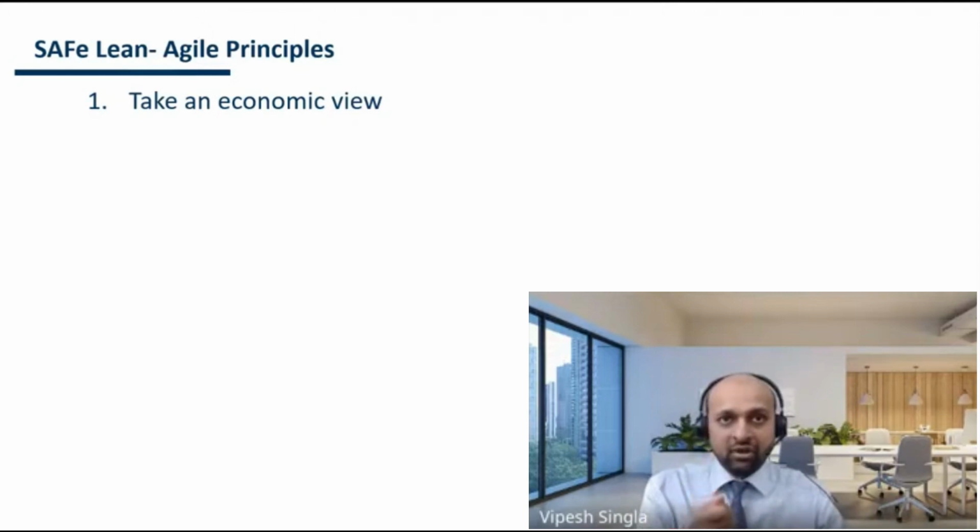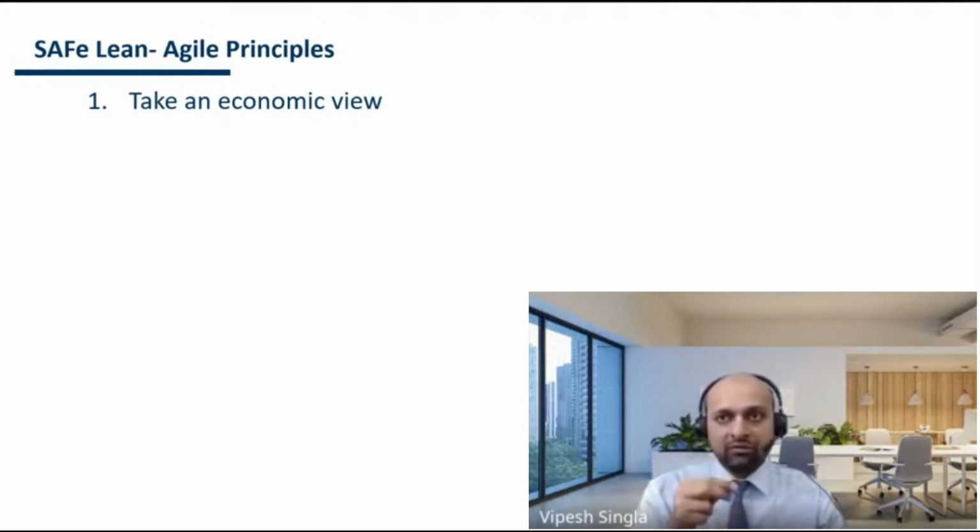of every decision. For example, if we are developing a new software feature, then the product owner or product manager should consider what is the cost of developing this particular feature, how much revenue will we be able to generate by delivering this feature, and what will be the impact on customer satisfaction. So we have to consider all these things, basically the economic perspective of spending any money and what is the advantage or benefit we are going to get by investing this money.